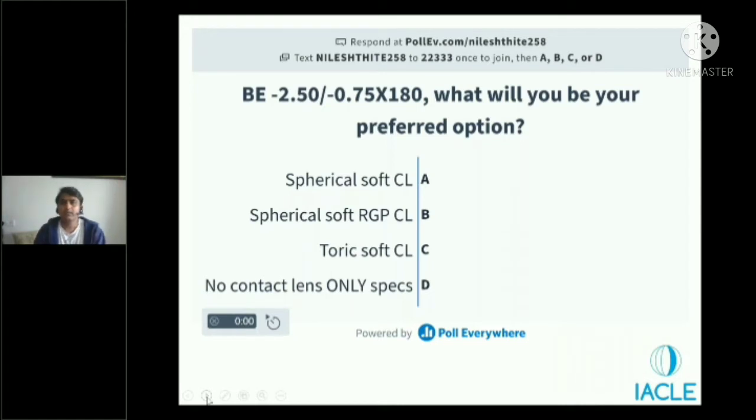Does anyone want to answer in the chat? Those who have answered A, why would you not pick C? Why would you not pick C, and why would you pick A? If you want to just type it. Toric soft contact lens C, because electrical power after transpose. So can you type it instead of answering because the voice is not clear?